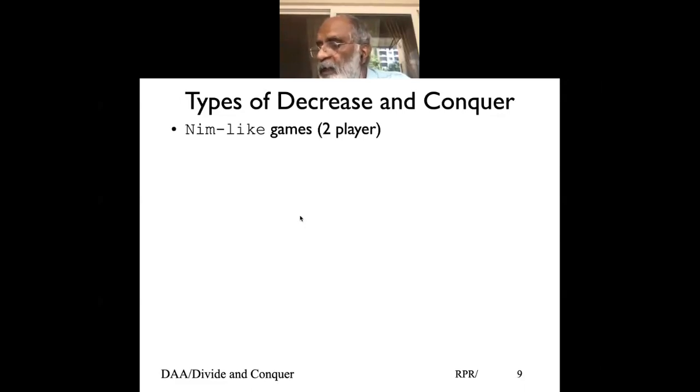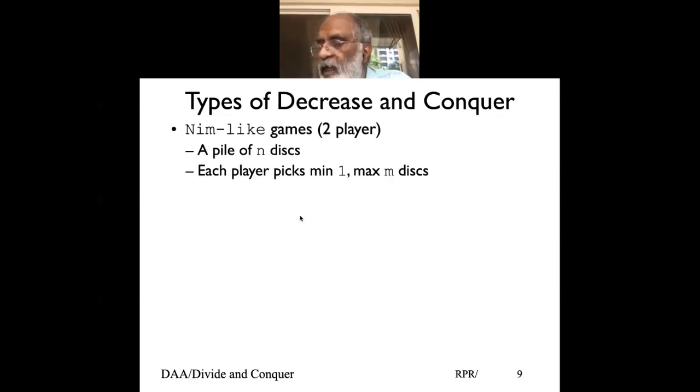We already did that. A NIM-like game says a pile of n disks. Each player picks up a minimum of 1 and a maximum of m disks. You can actually make a pair of 2 and play this game at your home. If the total number of disks is k into m plus 1, where k is any positive integer, then the person who plays first ends up losing.